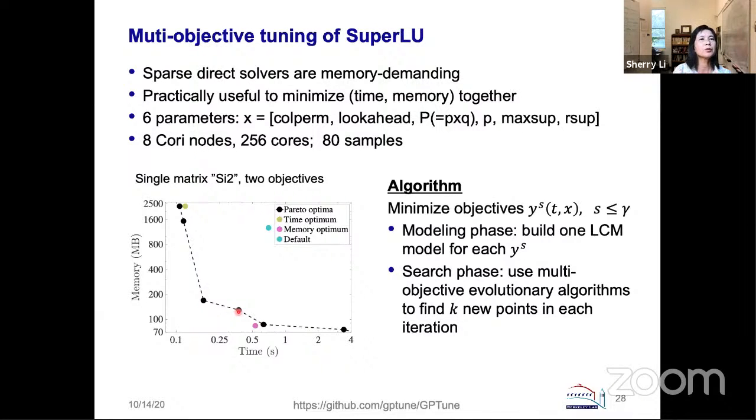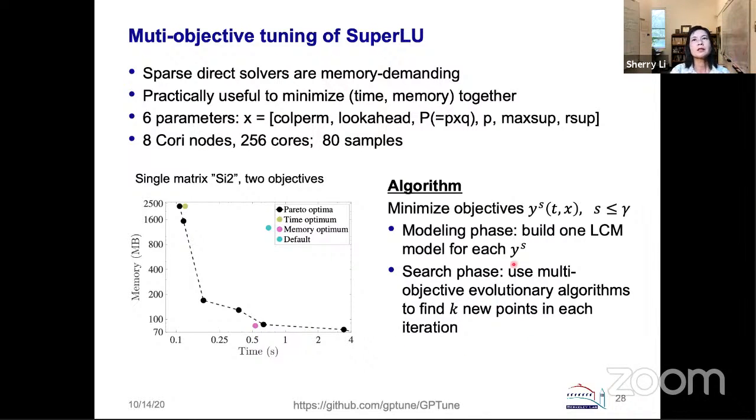So the best you can do, if you want a smaller time, is to use more memory. This is the best you can do in terms of optimizing both of them together. And the default value, if you download SuperLU, the default parameter setting is far from optimal in both dimensions. And if you do single-objective optimization, for example just optimizing time, it's roughly here, very close to this Pareto front. And if you only optimize the memory, it's here, also very close.